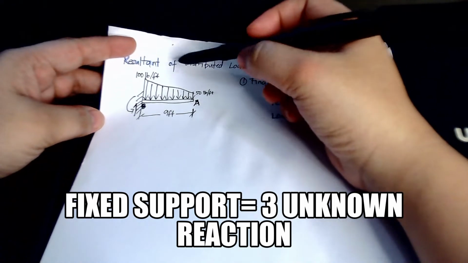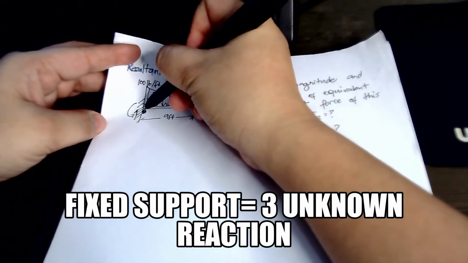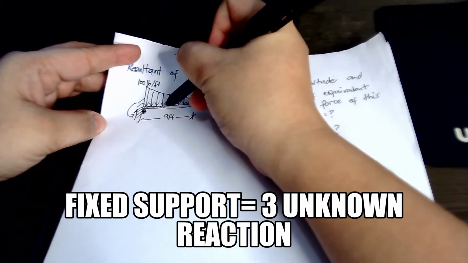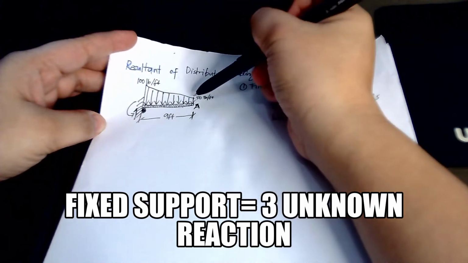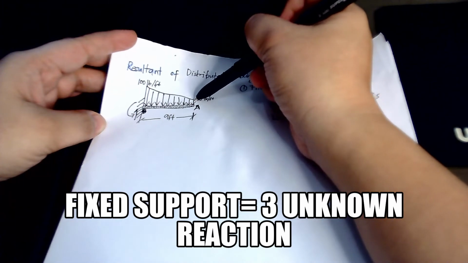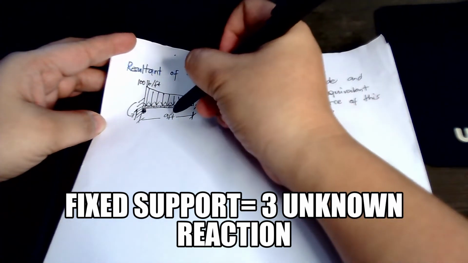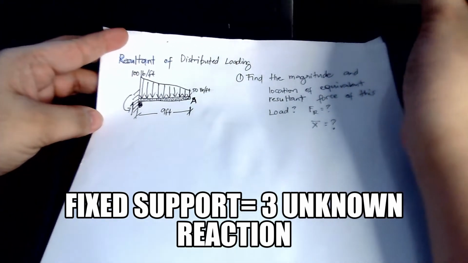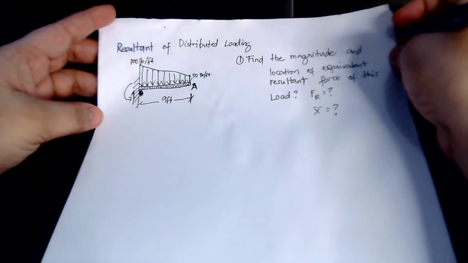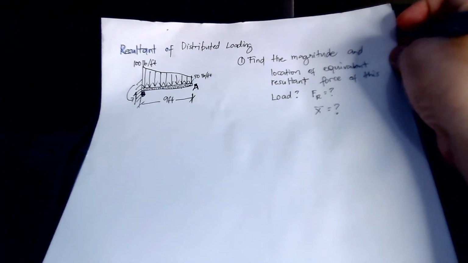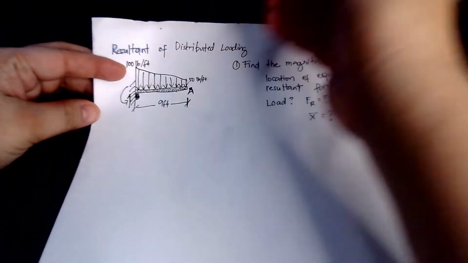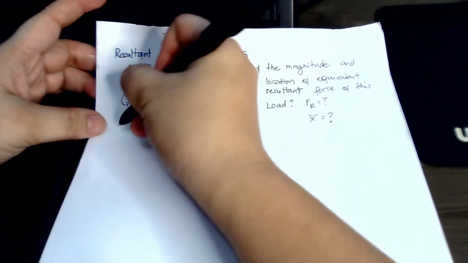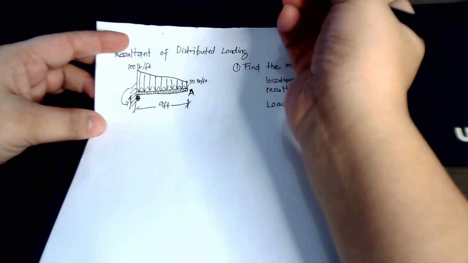So in this example, we have a fixed beam attached with a trapezoidal loading of 50 and 100 pound per foot, and this is 9 feet. If you're familiar with calculating the centroid and the area of a trapezoid, this is a shortcut solution to this problem.